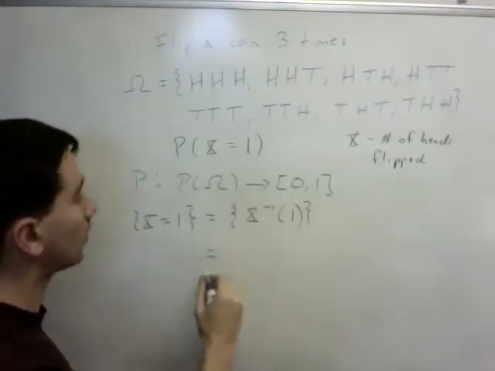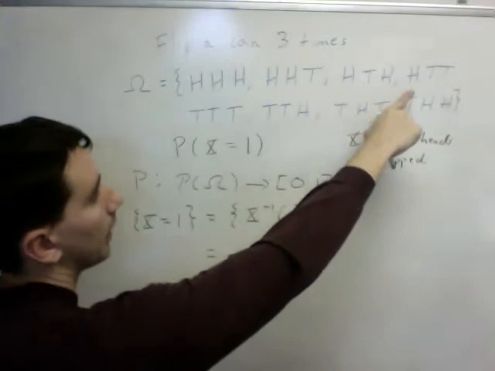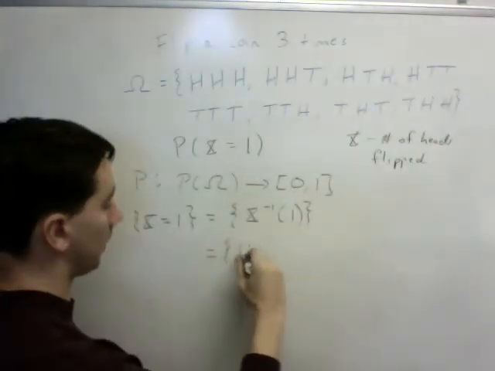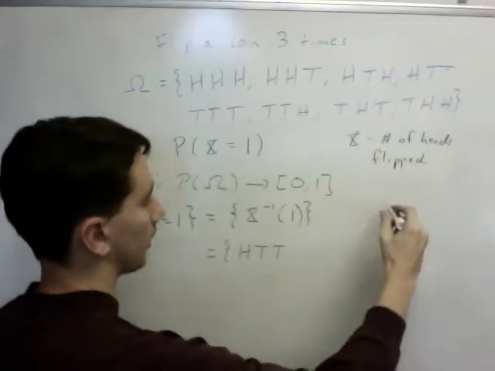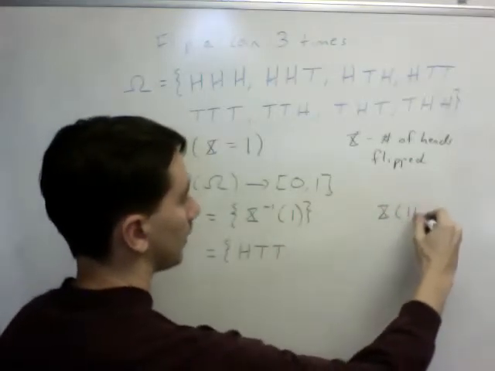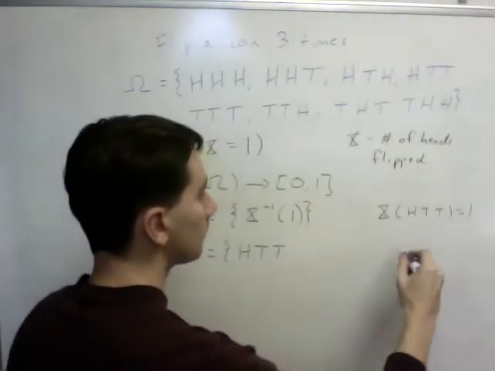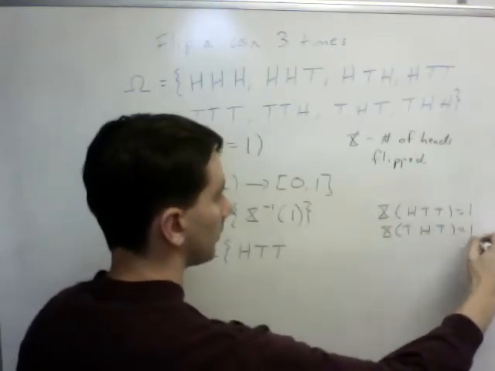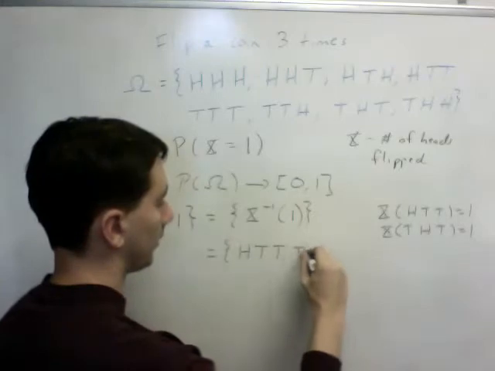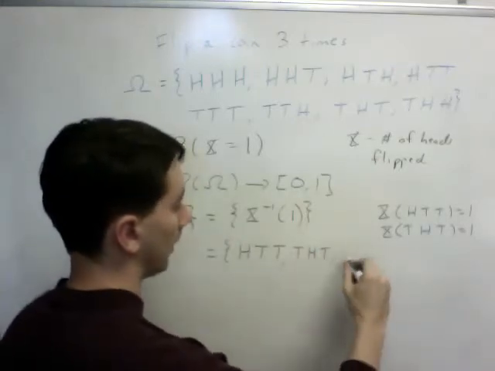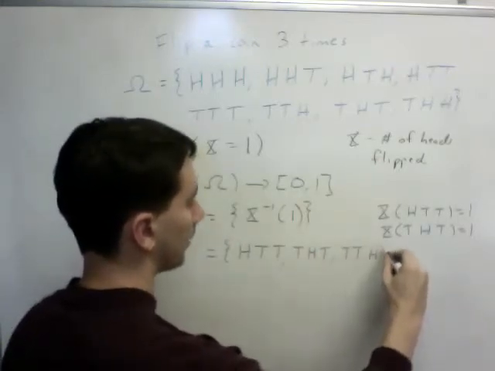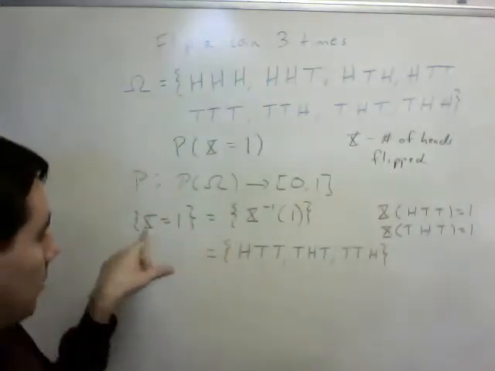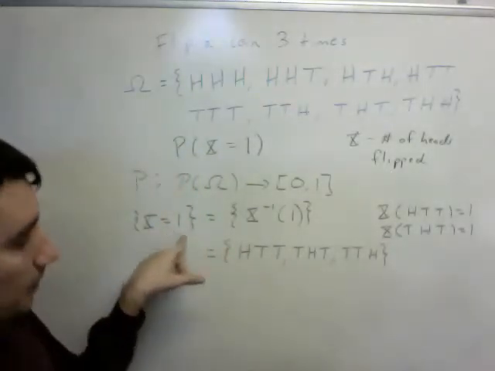Well, X of heads, tails, tails equals 1, right? So for example, we have HTT in the set because X of HTT equals 1. Also, X of tails, heads, tails equals 1, so we would put THT in the set. And then we would have TTH in the set. So these are all the points that X would send to 1. These are when X equals 1.